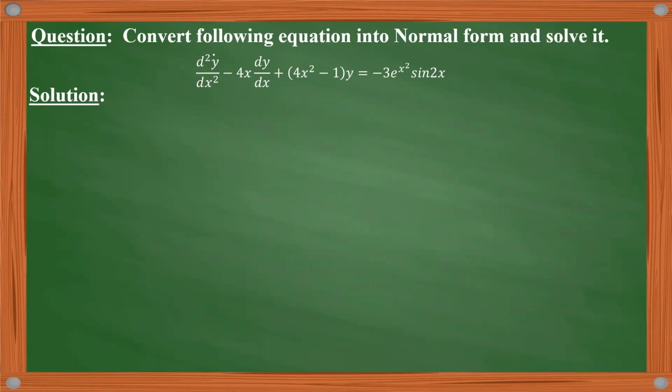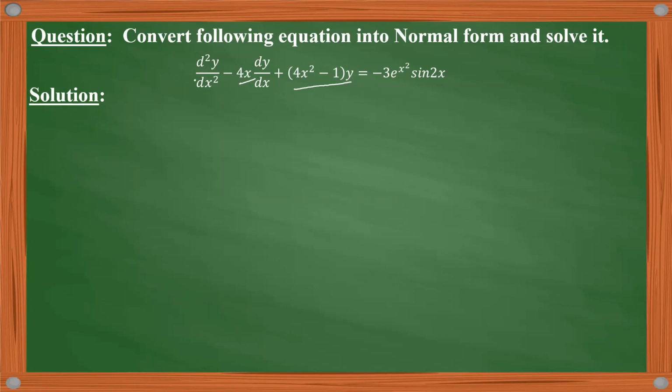Now here is one example of it. We have been asked to convert this equation into normal form, and then we need to solve this. Now just observe this equation, because in the exam it might not be given that you should convert into normal form and then solve it. So just observe whether this equation is with constant coefficients or not. No, the coefficients are not constant, because here it is x, here it is 4x square minus 1. So this is not a linear differential equation with constant coefficients.